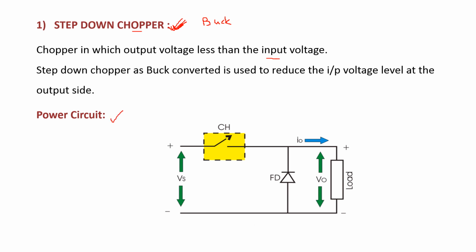The power circuit consists of a simple chopper circuit with an anti-parallel diode and load, and here Vs is the constant fixed input voltage, V0 is the voltage across the load, and I0 is the current flowing through the load.